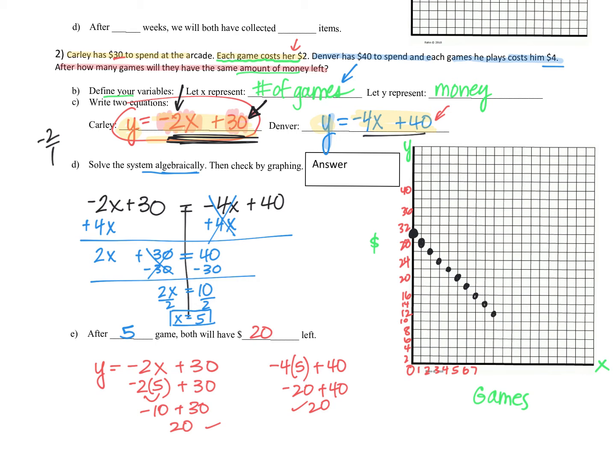Okay, perfect. Now let's do Denver's. I'm going to choose a different color for Denver's. I'll do blue. He started at $40, so way up here. Now his is down 4. Now remember I counted by 2s, so if I go down 4, it's really going to be 2 spots. Down 2, 4, over 1.